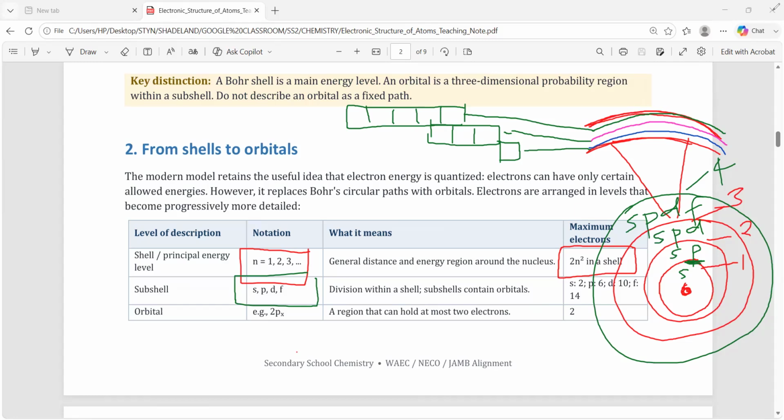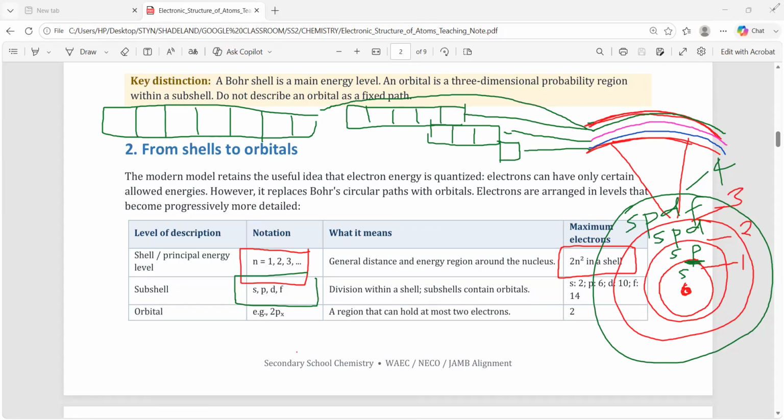Then the F, which is the biggest, where should I show F now? Let me bring F all the way to this side. F has 7 orbitals. So let me draw it here. 1, 2, 3, 4, 5, 6, 7.